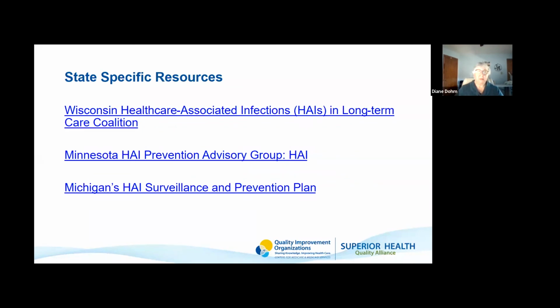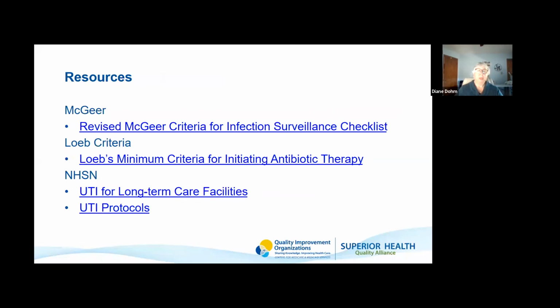This is a listing of some of the resources we've mentioned today. Again, each of our states has some great resources that are listed here. The listing for the McGeer criteria itself, as well as Loeb, and then the UTI protocols for NHSN. And as you remember, there were a few more steps involved with those and three different classifications. So if you are thinking about using those, these are good links for you to check out.